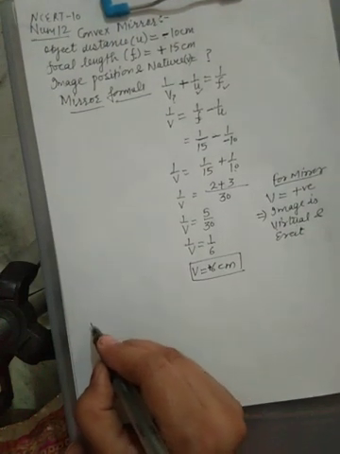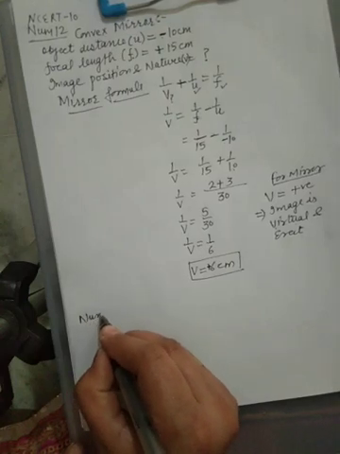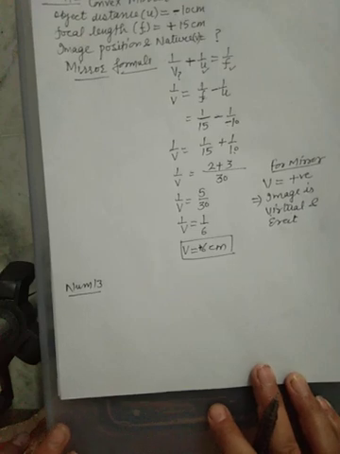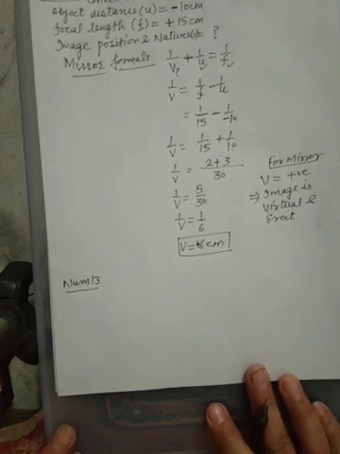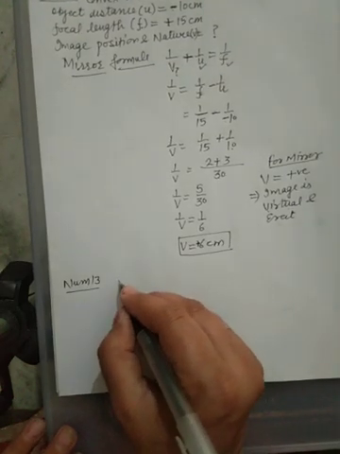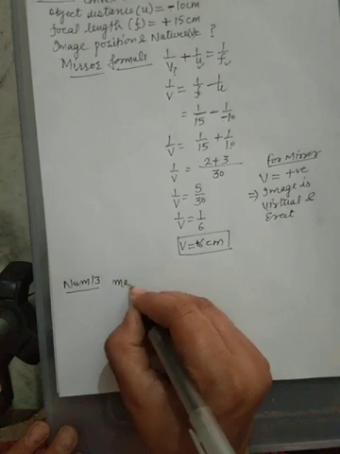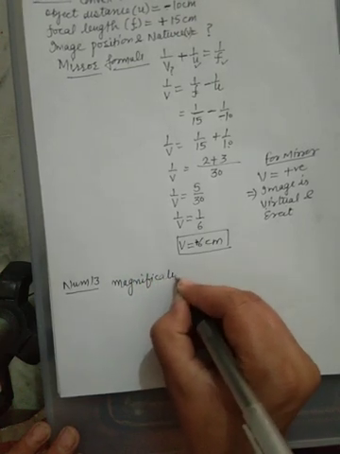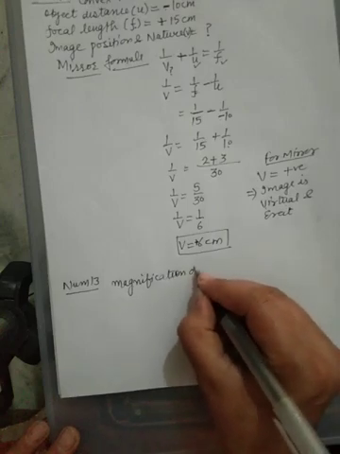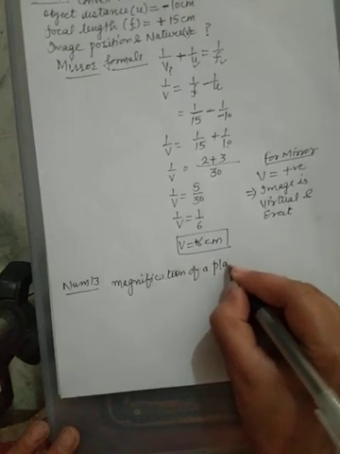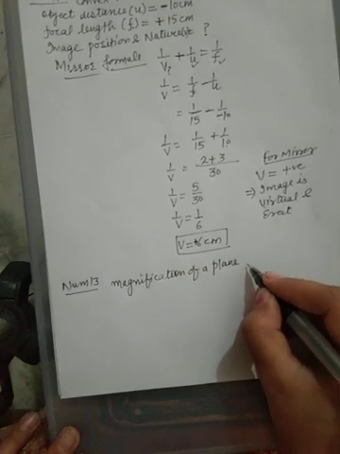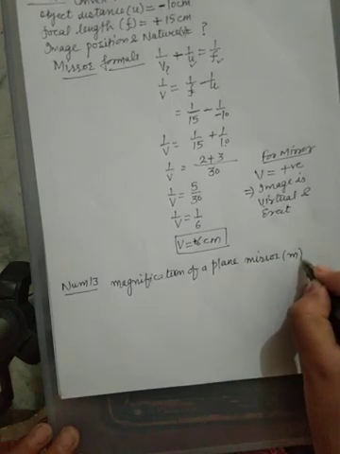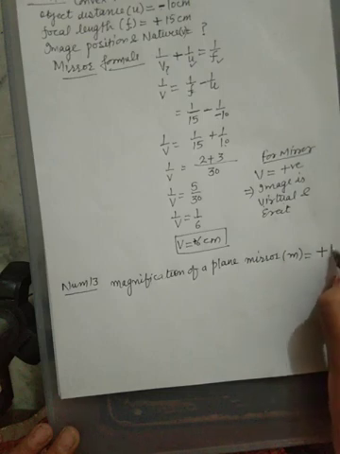Next, numerical number 13. Numerical number 13, what is the statement? The magnification produced by a plane mirror. So what is given? Magnification of a plane mirror. Dear students, what is the symbol of magnification? That is M, and it is given to be plus 1.